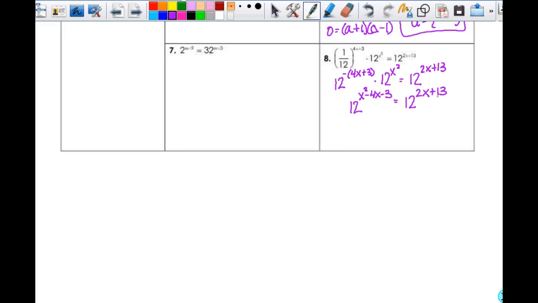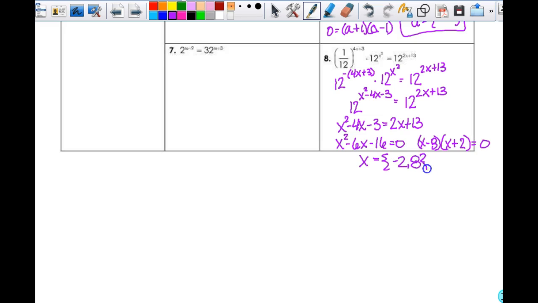So then, can I take them out of the exponents now? Yes, so now I have x squared minus 4x minus 3 equals 2x plus 13. I have a quadratic again, so I'll set it equal to 0. I'm going to get x squared minus 6x minus 16. And then can I factor that? Yes, I can, so go ahead and factor that. It'll be x minus what? 8 and x plus 2. Good. So that means that x is going to equal negative 2 and 8. Okay.